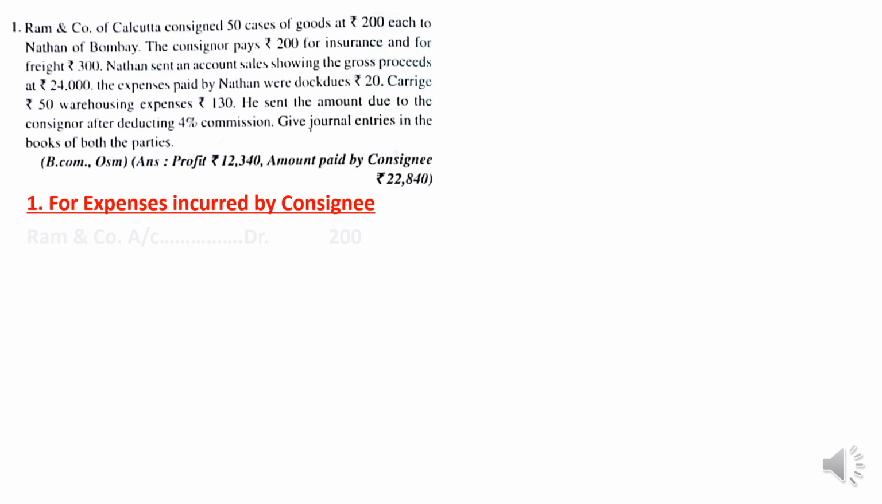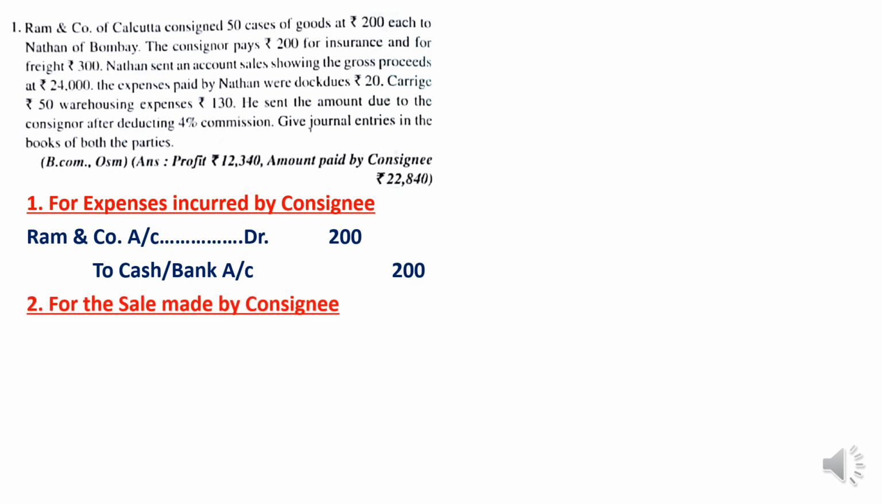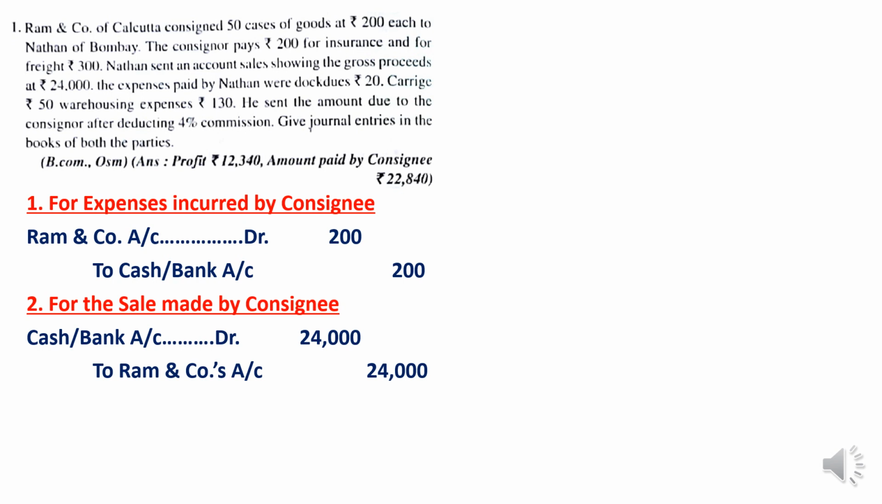So what is the first entry? Bear in mind, I told you in the explanation itself in video number 1, for receipt of goods by consignee no entry will be passed because consignee is not the owner of material. That you bear in mind. So for expenses incurred by the consignee, the entry is Ram and Co, that is consignor account debit to cash or bank. For sales made by consignee, cash or bank account debit to Ram and Company account, that is consignor.